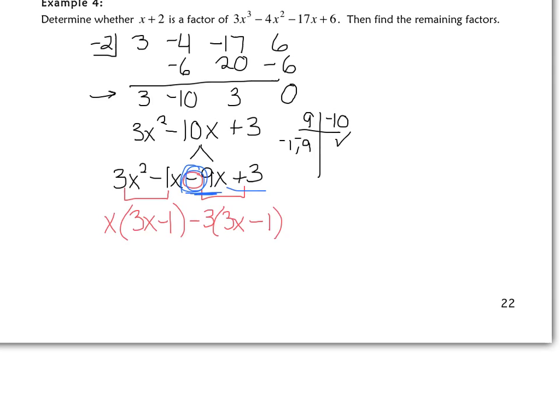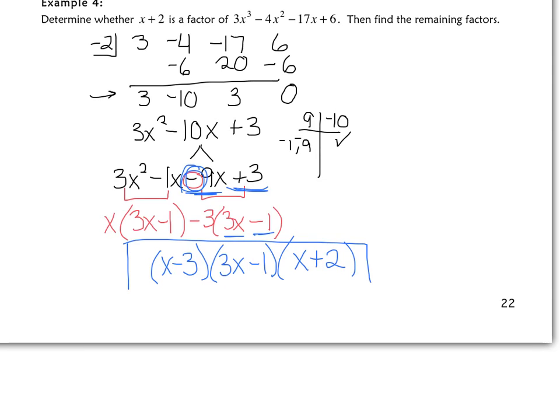So we had a minus and a plus. Notice we have a positive and then a minus. So it switches those two signs because you're dividing basically by a negative. And so our remaining factors here are x minus 3, 3x minus 1, and if you just want to write the entire polynomial in factored form, we'd have to throw in that x plus 2, which was originally given to us, or we found out that it was a factor.